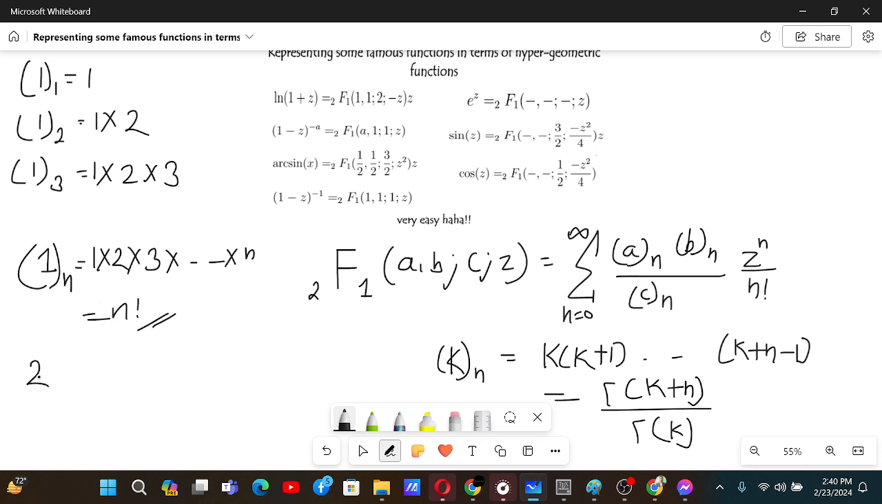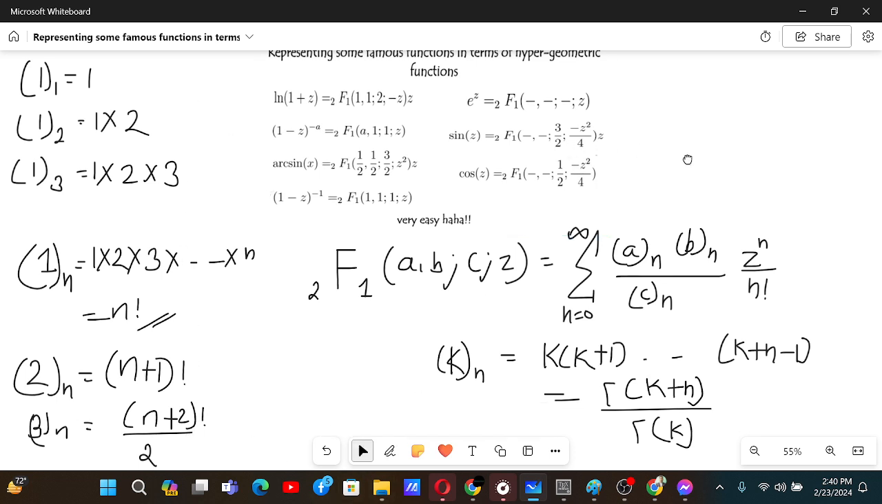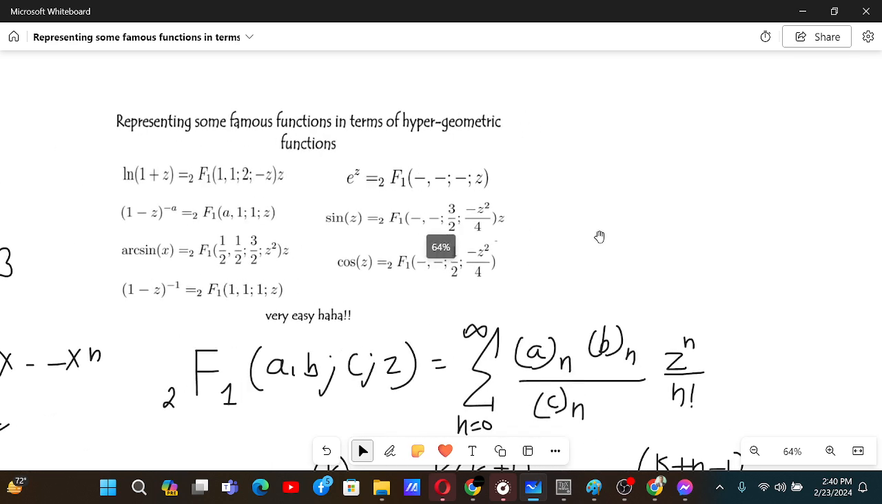And if we have 2 base n, this is (n plus 1) factorial. And if we have 3 base n, then this is (n plus 2) factorial by 2, because this starts from 3 up to n plus 2. If you know this stuff, now you are equipped to be able to prove all of these statements.